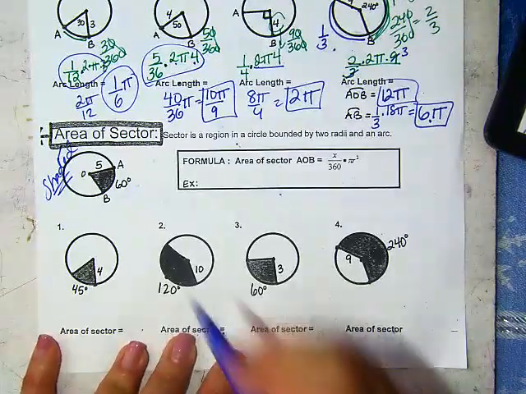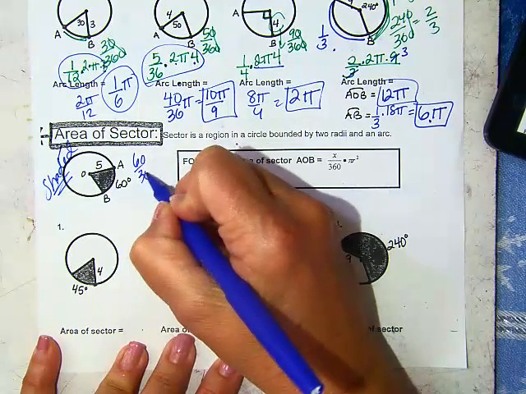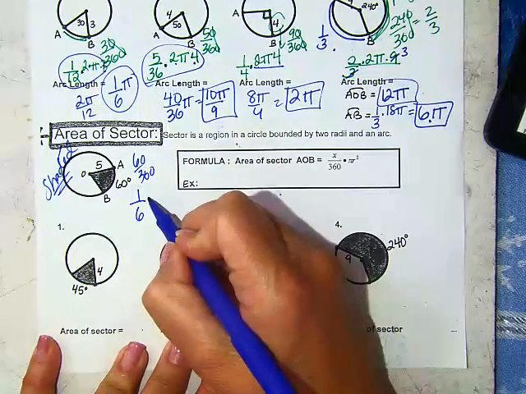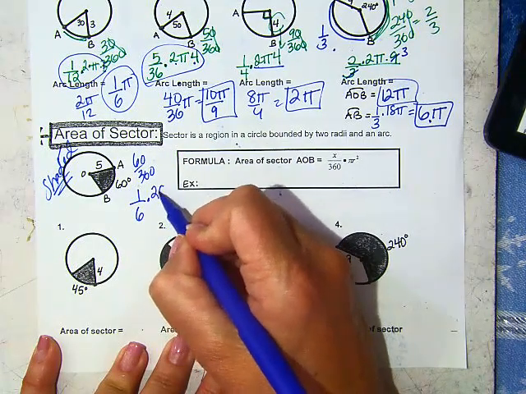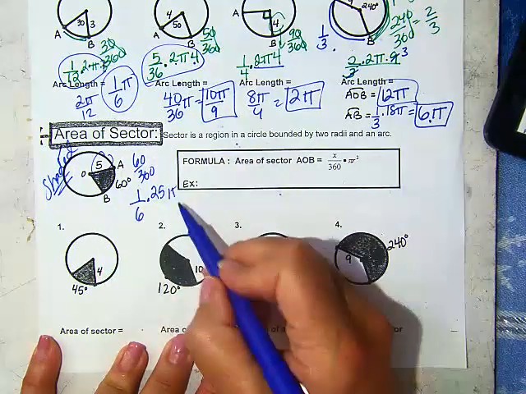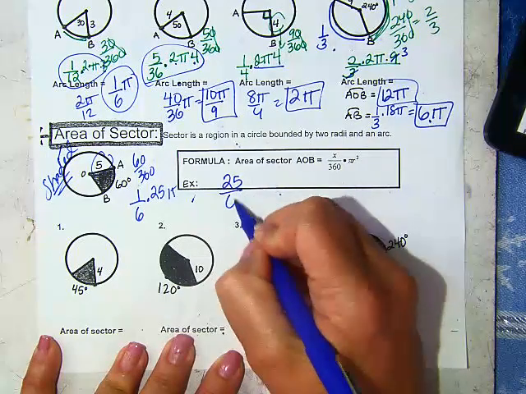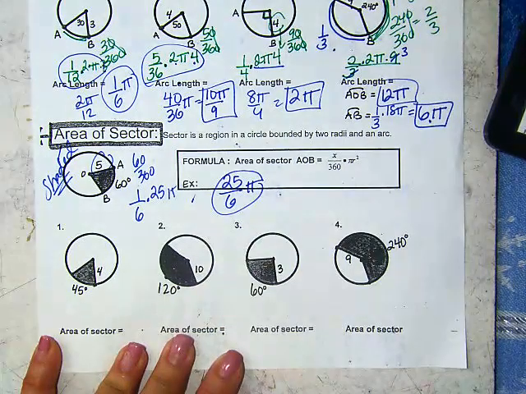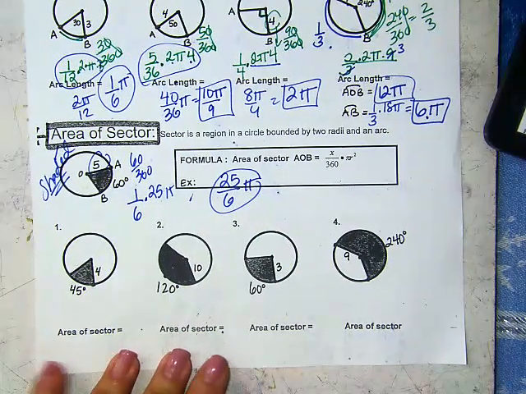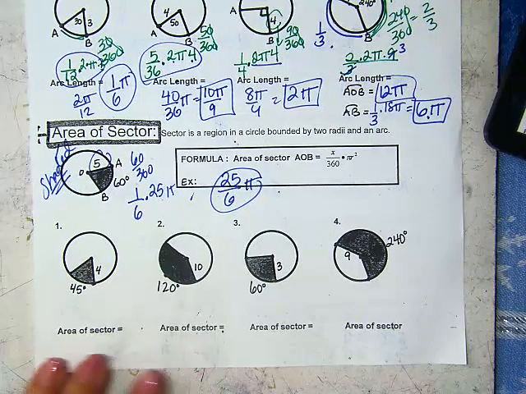So 60 divided by 360 is 1/6. Times 5 squared is 25, because this is my r, and I get 25 over 6 pi, and that is my answer. You could leave it in decimal form or fraction form, it doesn't matter.